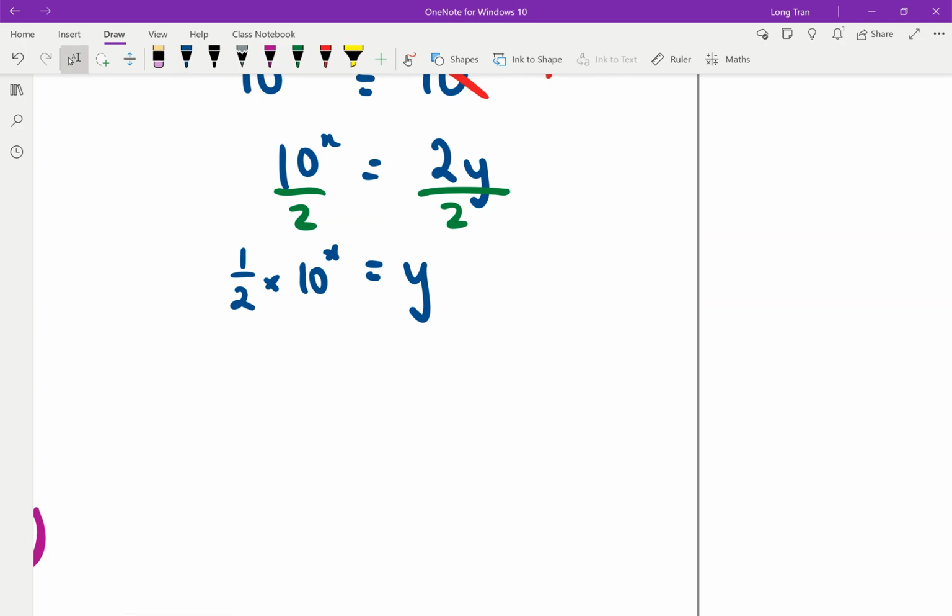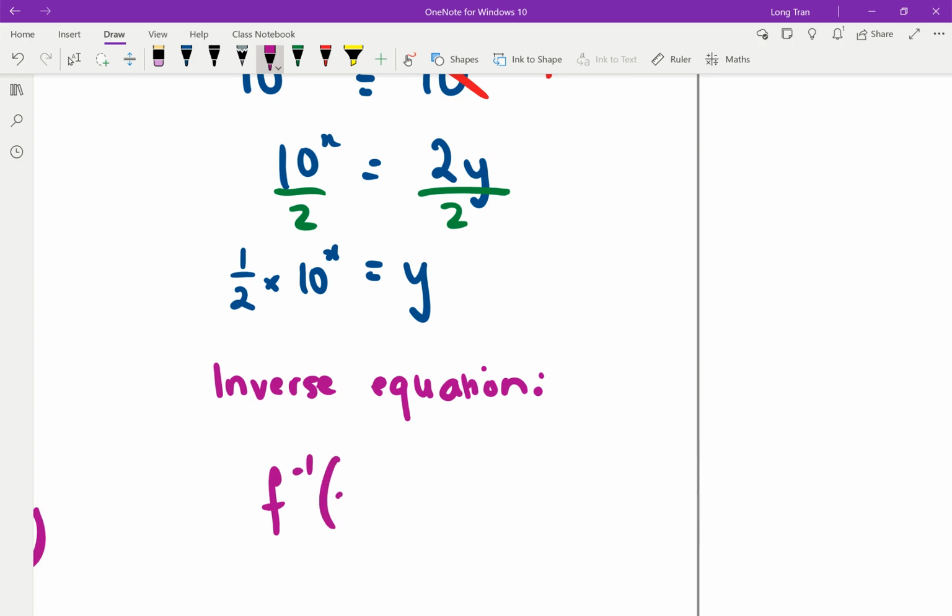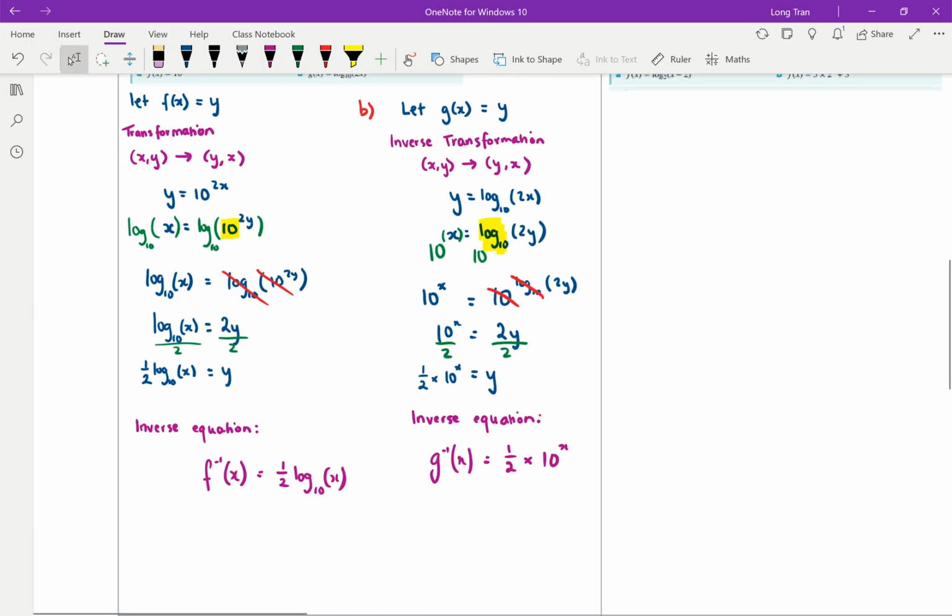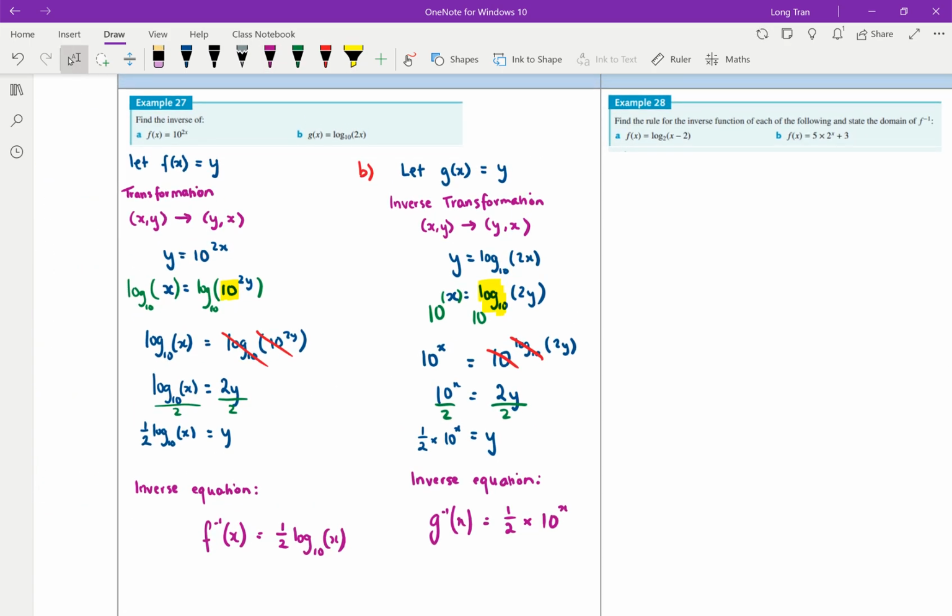Okay, so to finish off, my inverse equation will then be f inverse, oh, so it's not f, it's actually g. G inverse, just looks so bad there. G inverse is equal to half times 10 to the power of x. There you go. That's how you would do the inverse transformation there.